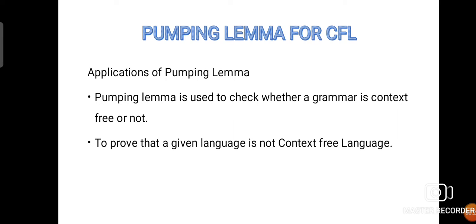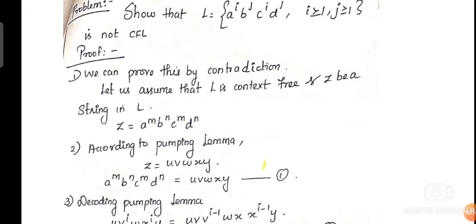Now let us see what is meant by pumping lemma. Pumping lemma is the theorem or method which is used to check whether a given grammar is context-free or not. And most importantly, it is used to prove that a given language is not context-free language. We can see the problems.